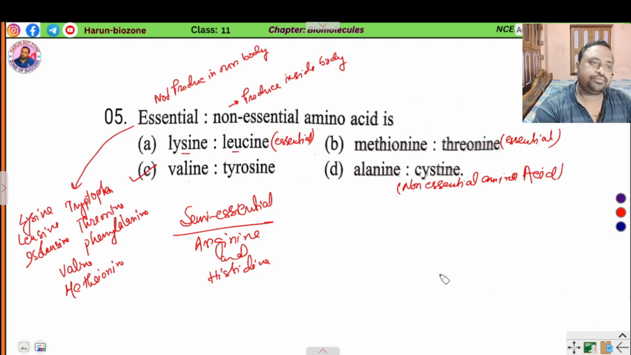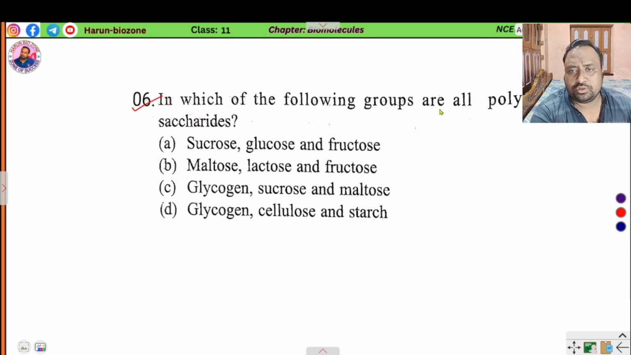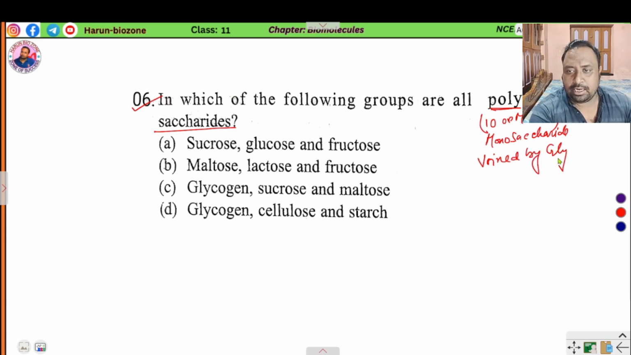The next question is, in which of the following groups are all polysaccharides? We want the options that are fully polysaccharide, not monosaccharide and not disaccharide. Polysaccharide means when 10 or more monosaccharides are joined by glycosidic bonds, they produce polysaccharides.